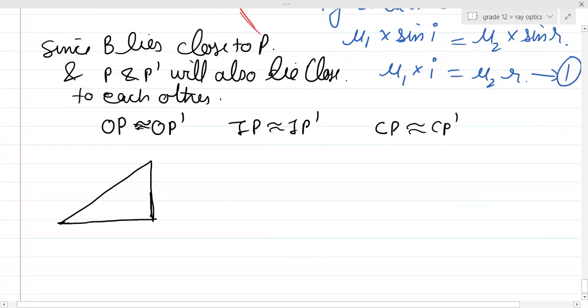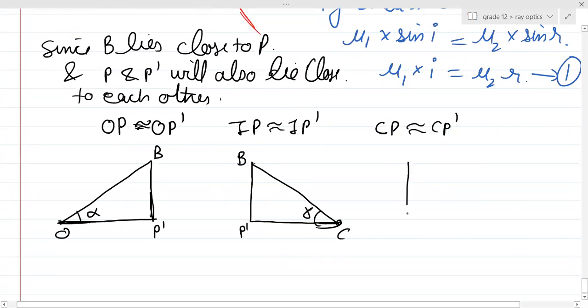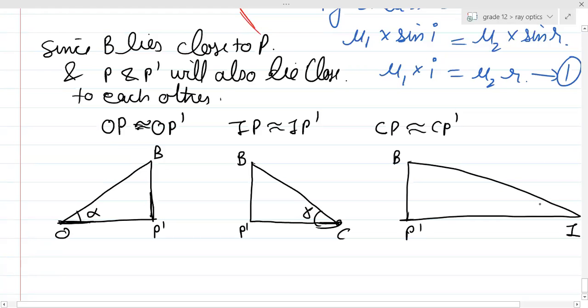Now you may be seeing three triangles very carefully. One is this triangle, triangle OBP dash. This angle was alpha, right? You might be seeing this triangle BP dash C, and you said, sir, take it as gamma, so I take it as gamma. And there is one more, IP dash and B, and this angle is beta, right? Yes or no?